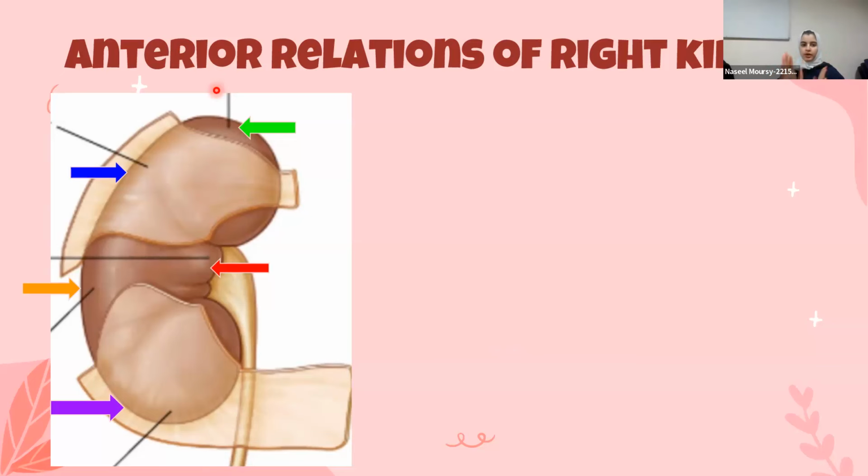Okay, so we'll start off with the green arrow. What's the green arrow for? Super. You guys are ready. Blue, liver. Okay. And the orange, pancreas. Are you sure?